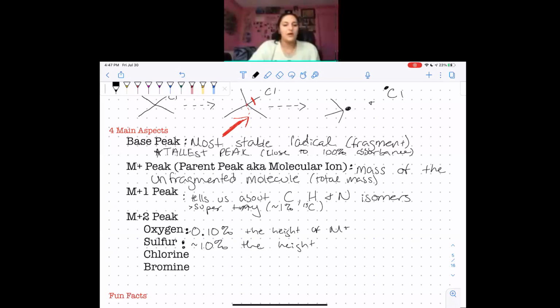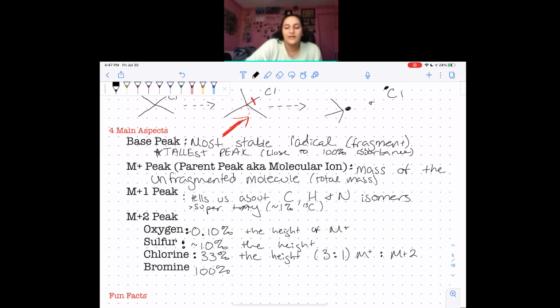Now the really interesting one, so oxygen and sulfur you could find, but we don't really care. The better examples are chlorine and bromine. So chlorine is approximately 33% the height. And we can say that this is at a 3-to-1 ratio, where we have M plus 2, M plus 2. Bromine is approximately 100%, and that means it is a 1-to-1 ratio.